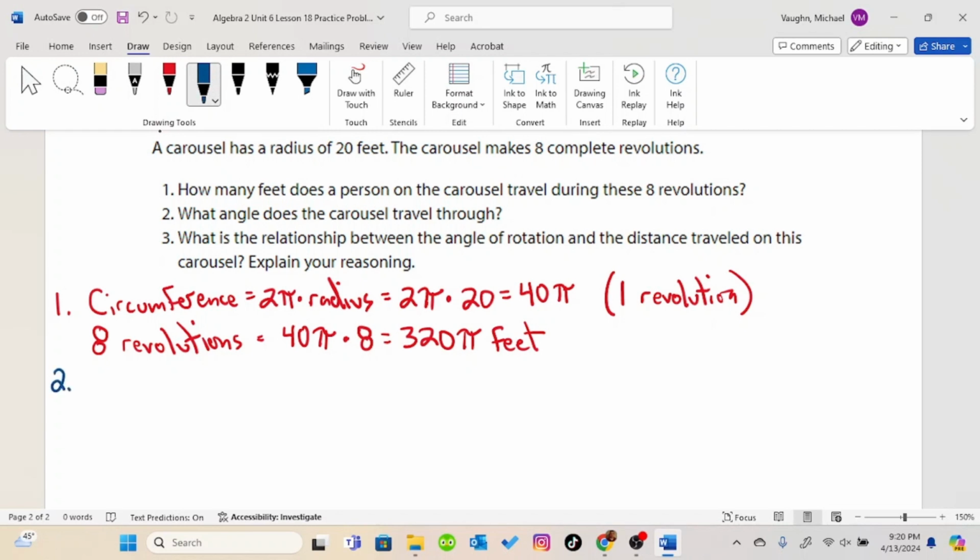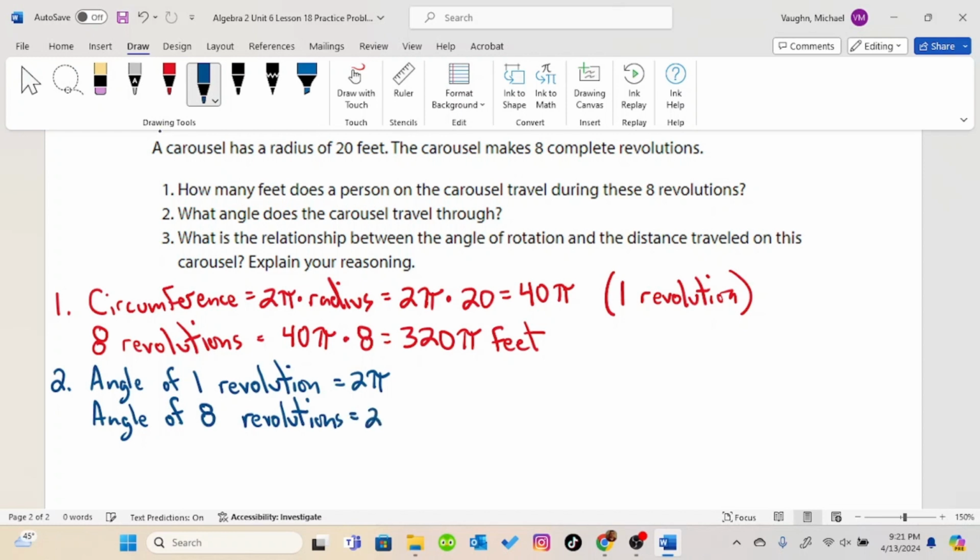Number 2, what angle does the carousel travel through? Well, the angle of 1 revolution equals 2 pi. So the angle of 8 revolutions equals 2 pi times 8, which equals 16 pi.